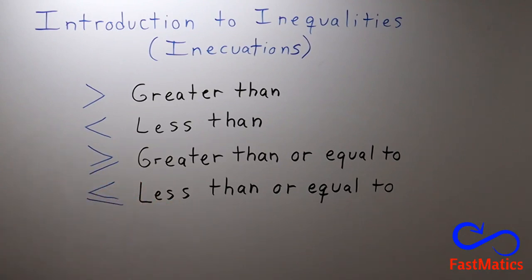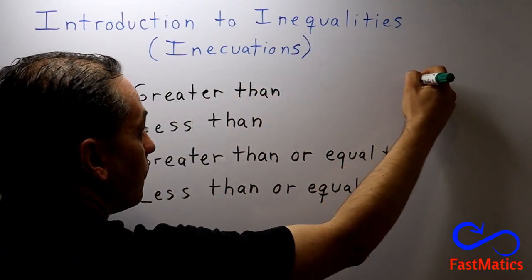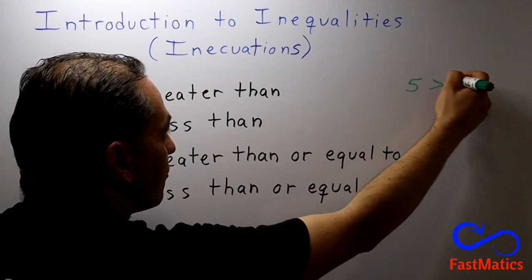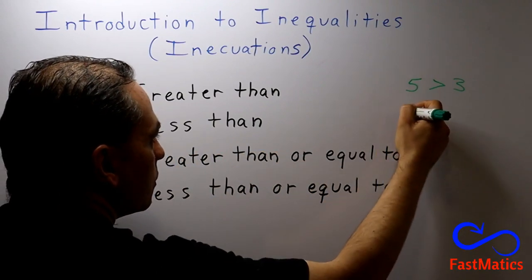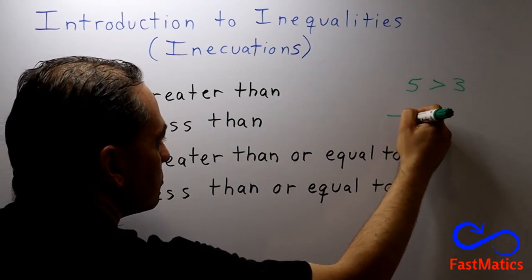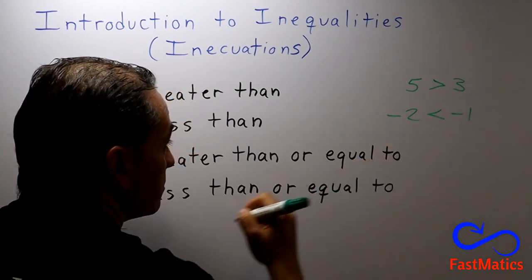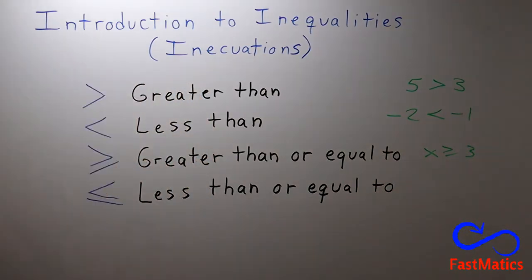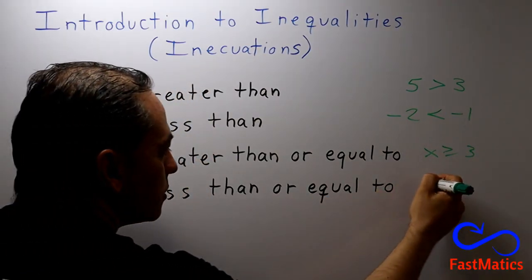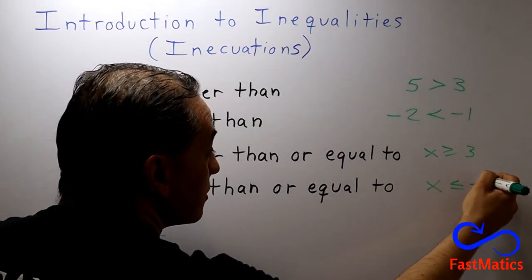For instance, 5 is greater than 3. Negative 2 is less than negative 1. A number is greater than or equal to 3. And finally, a number is less than or equal to negative 4.